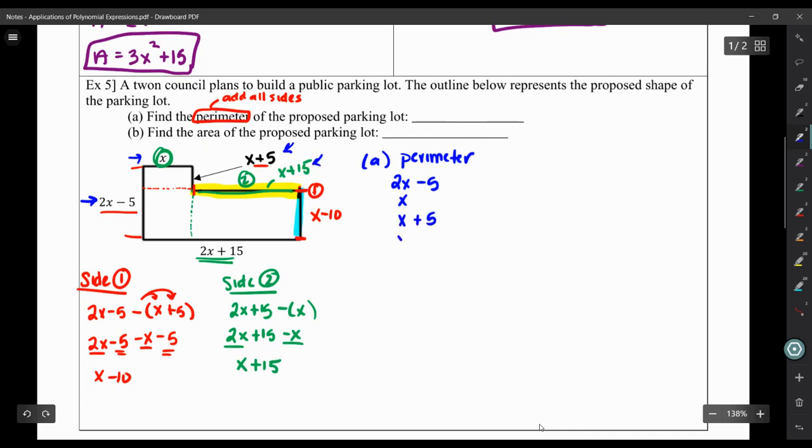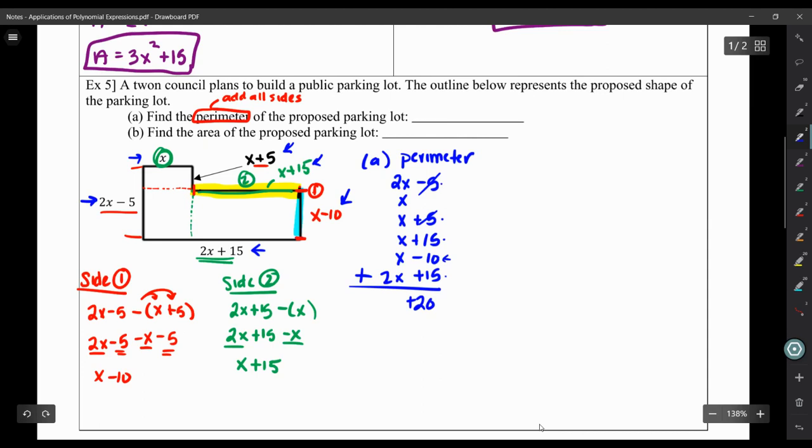Then I have x plus 15. Then we've got x minus 10 and 2x plus 15. So those are all my sides. So I'm going to add all those up just like I would a regular problem. So on my constants, we have 5 plus negative 5, which is 0. We have 15 plus 15, which is 30, and 30 minus 10 is 20.